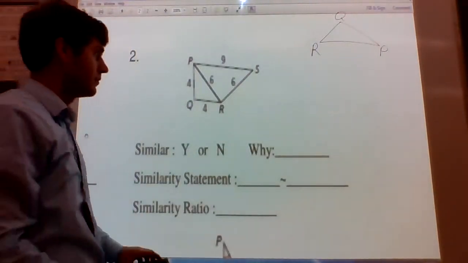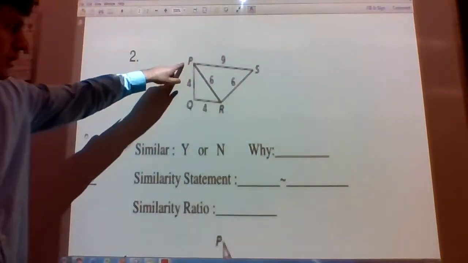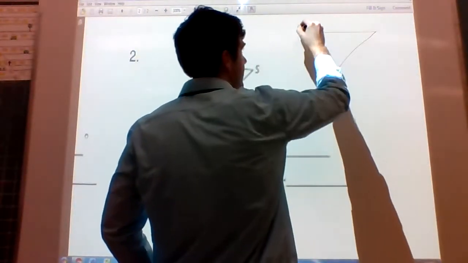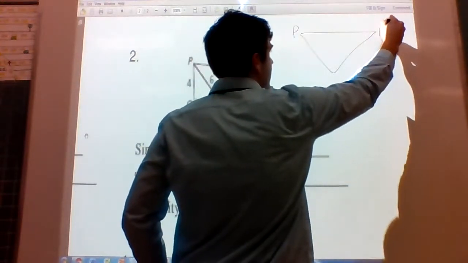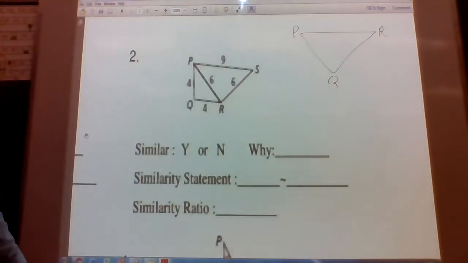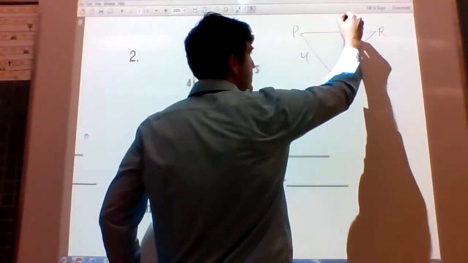Wait, let's not do that. Let's rotate this one. Take P and rotate it down. So we have P and R over the top and the Q on the bottom. And that's going to be 4, 4, 6.